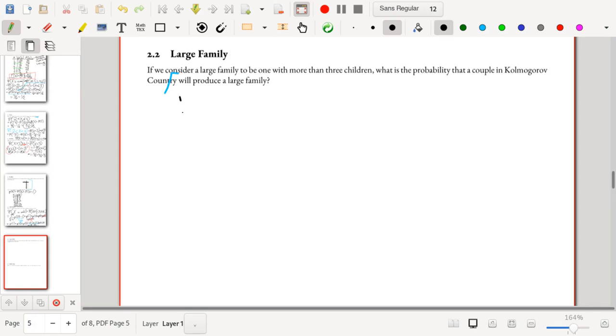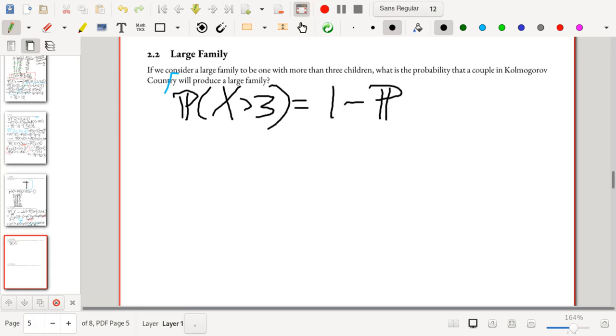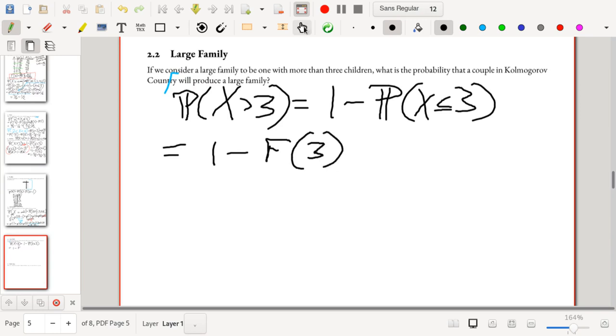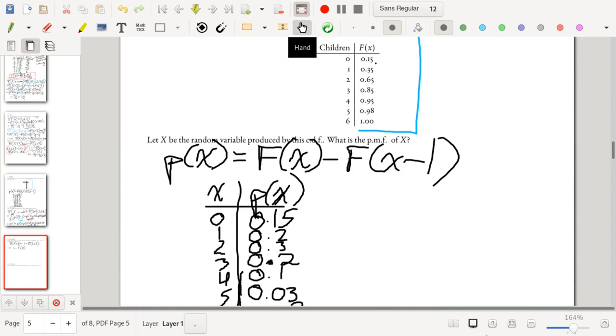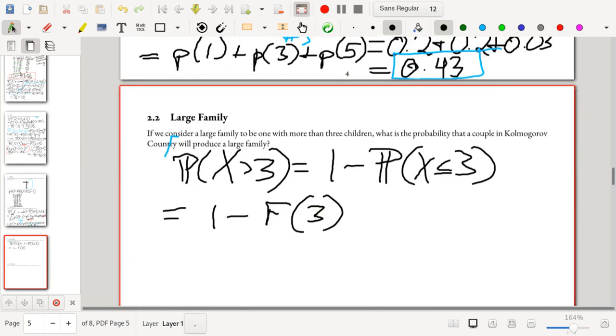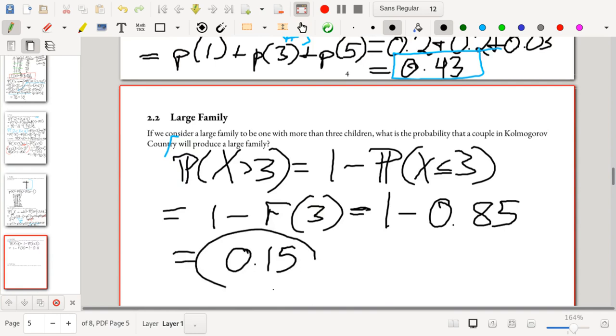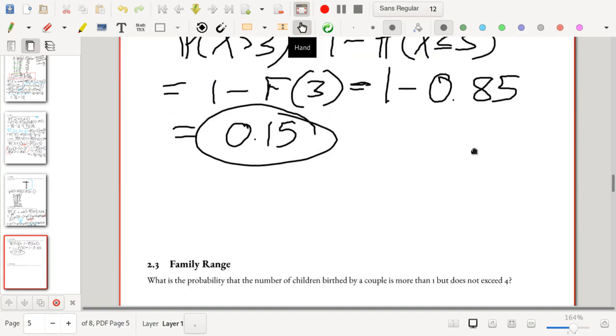In this case, we're asking for the probability that X is greater than 3, which is 1 minus the probability that X is less than or equal to 3, which is 1 minus the CDF at 3. And the CDF at 3 is 0.85. Thus, this calculation will be 1 minus 0.85, which is equal to 0.15. Therefore, the probability that the couple will produce a large family is 0.15.